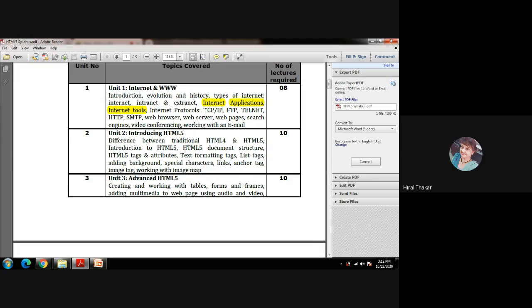After that, we will learn the meaning of web server, browser, web page, video conferencing or video calling. So all the tools related to the web, we will be learning in this unit number one. Everything will be very basic.